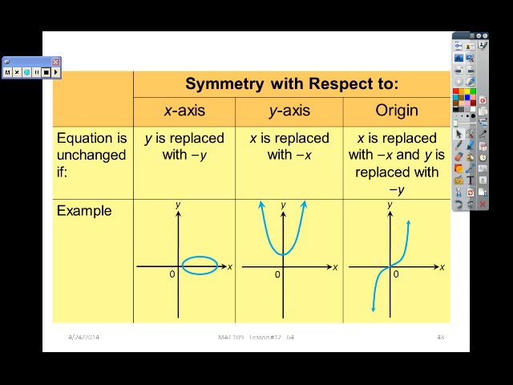So this is what they look like. Symmetry with respect to the x-axis: same thing above and below the x-axis. With the y-axis: same thing left and right. Symmetry with the origin is the double flip.